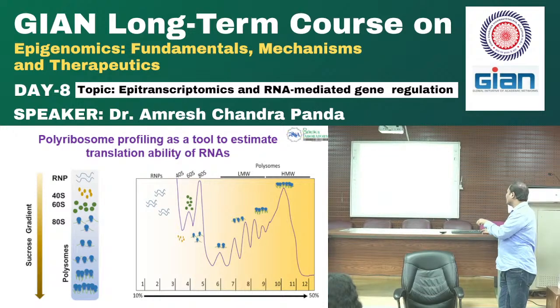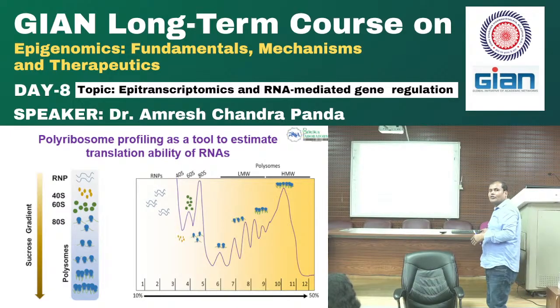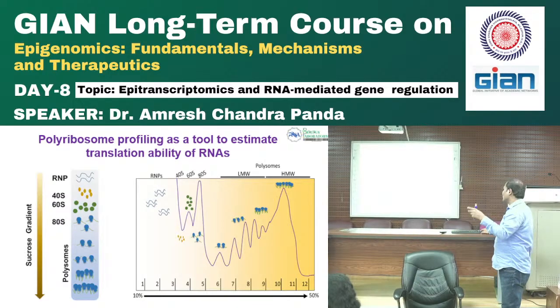So if you have one, this is one, this is 2 ribosomes, this is 3, this is 4, this is 5, this is 6, like that. As the number of ribosomes increases on the mRNA, they will be stacked in a specific position on the sucrose gradient. So the more towards the end, you can assume they are more translating.